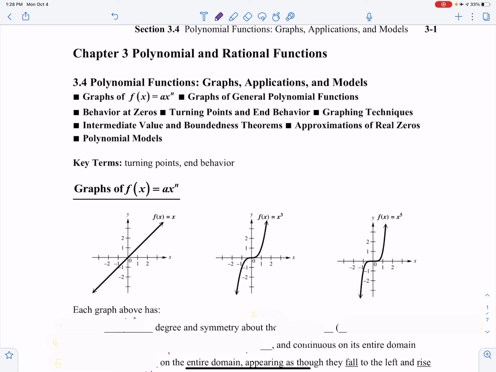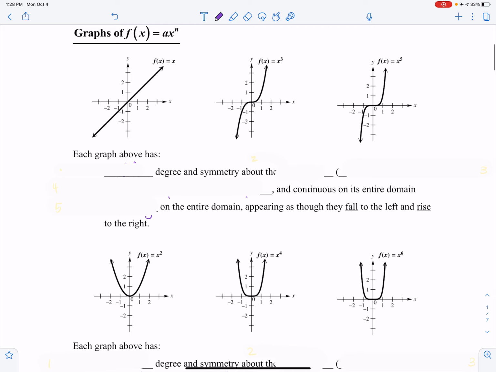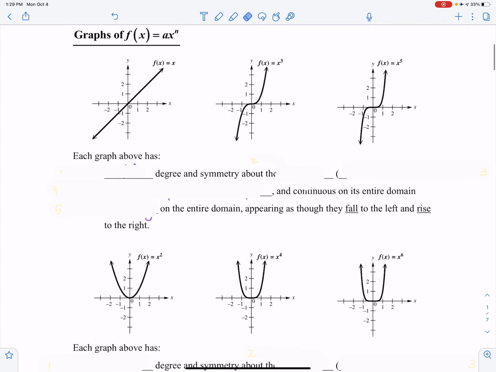This is a video dealing with section 3.4, which is going to be all about graphing polynomials. So what I want to point your attention to at the very start is the first three graphs. Now take a look at all three of those. Look at the equations and ask yourself, what kind of degree does each one of those equations have? And you'll notice that each one of them is an odd degree.